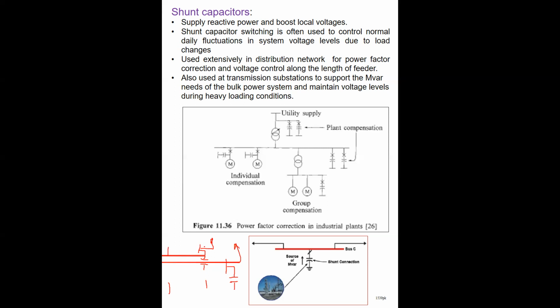So thus it is preferred to have the shunt capacitor at the load buses only, right? And thereby improve the voltage profile at the load buses whenever you have load changes here. Because this can improve the voltage locally.